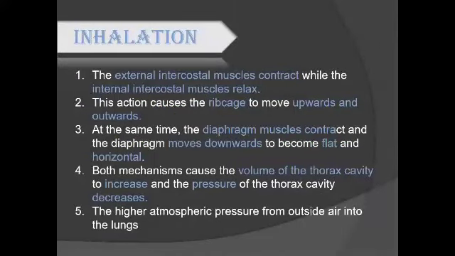In the process of inhalation, the external intercostal muscles contract while the internal intercostal muscles relax. This action causes the rib cage to move upwards and outwards. At the same time, the diaphragm muscles contract and the diaphragm moves downwards to become flat and horizontal. Both mechanisms cause the volume of the thorax cavity to increase and the pressure of the thorax cavity decreases. The higher atmospheric pressure pushes outside air into the lungs.